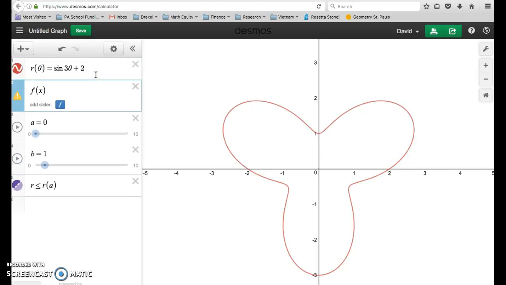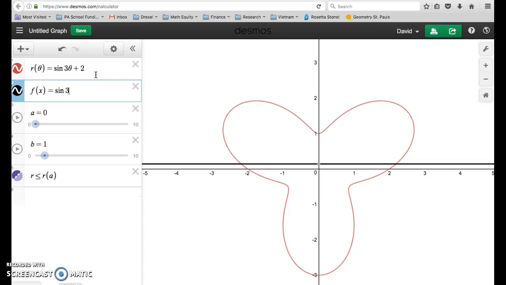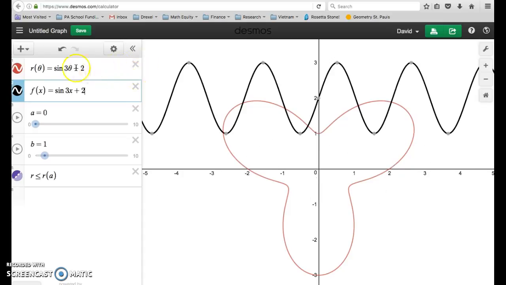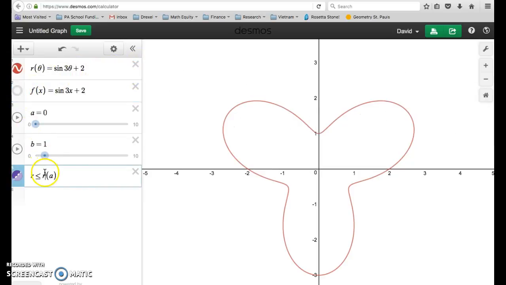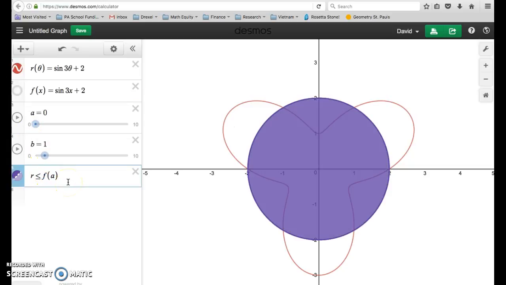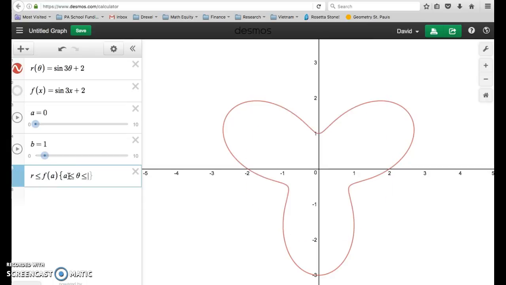Define a new function, which is equal to the original, except it uses x instead of theta. Turn off the display of the new function, and in my sector formula, change my r to f. And then to finish it off, just restrict theta to be between a and b. So now if I increase b, the sector grows appropriately. If I increase a, the sector shrinks appropriately, but the radius changes to meet the radius of the red polar graph.